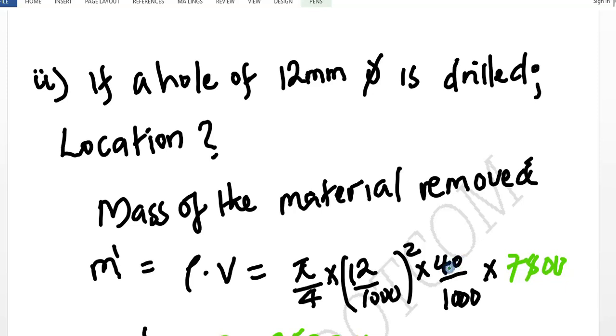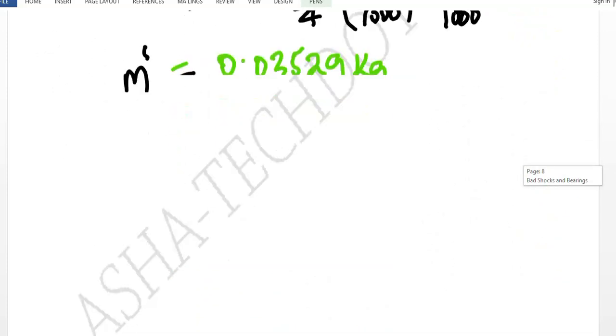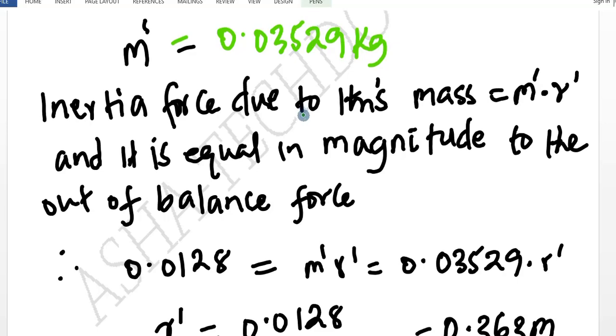converting it to meters would be 40 divided by 1,000, then times the density, which is 7.8 times 10 to the power 6, that is grams, so converting it to kilograms, it would be 7.8 times 10 to the power 6 divided by 1,000, then that would be kilograms per cubic meter. So this is what I would get if I substitute in those values, and then the final mass would be 0.0352 kilograms. That is the mass of the material removed to create a hole of 12 millimeters.